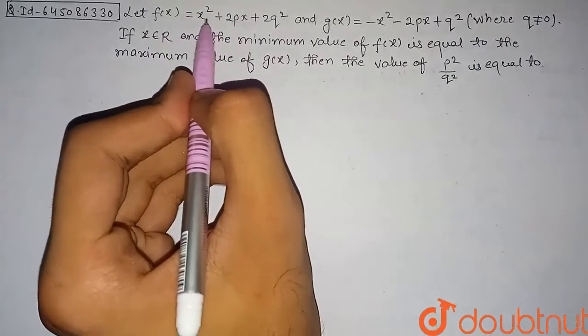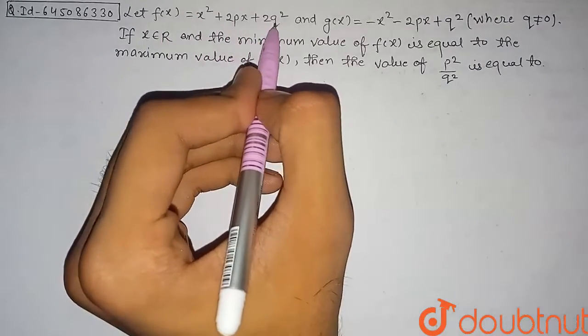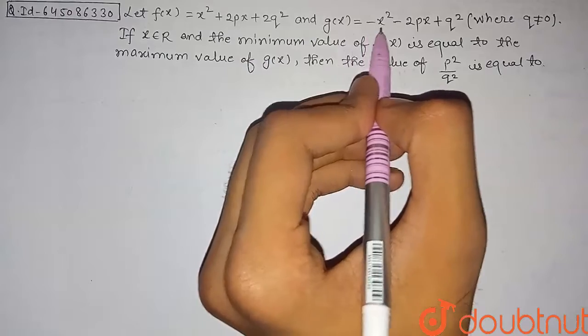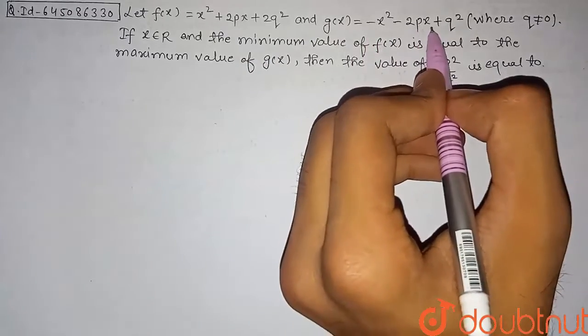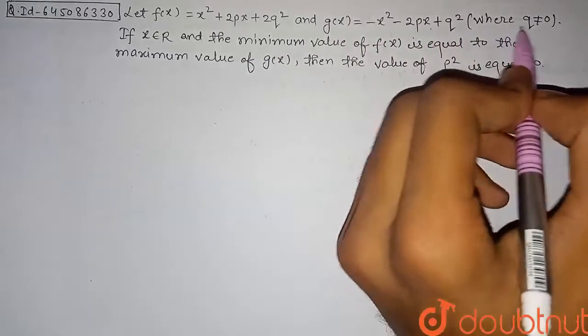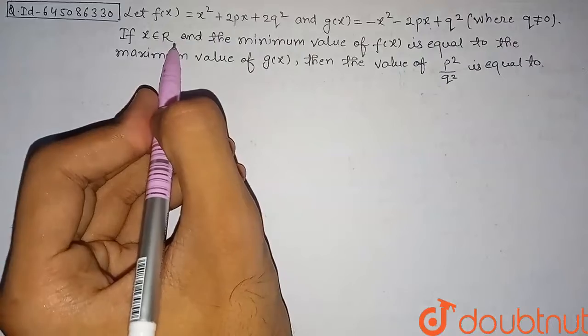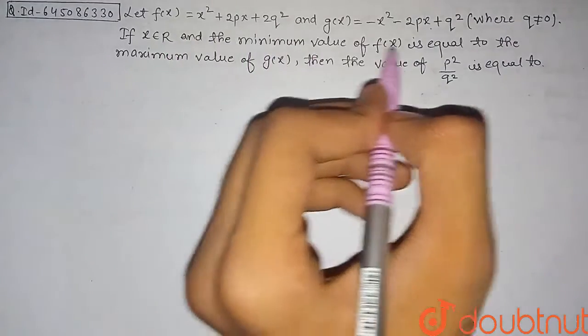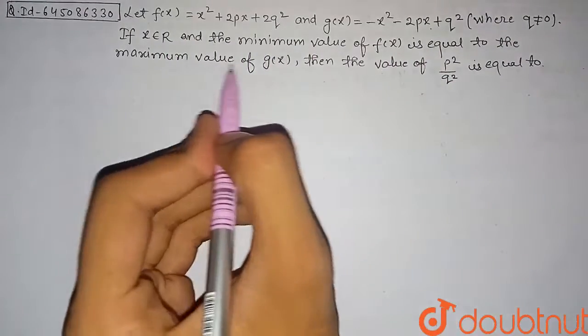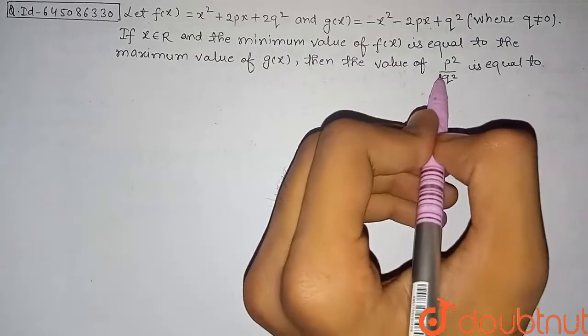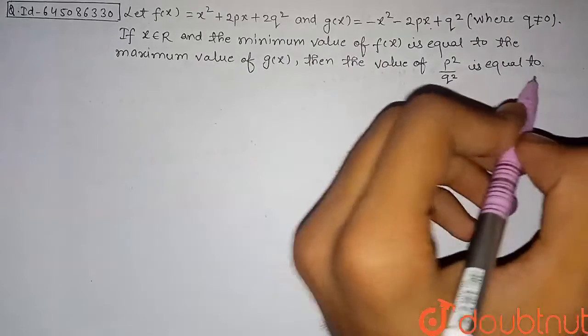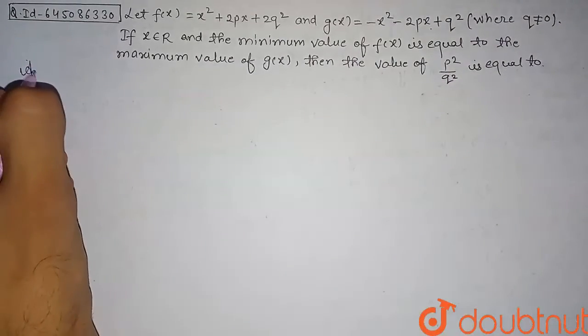Hello students, let's discuss the question. Let f(x) equal x square plus 2px plus 2q square, and g(x) is equal to minus x square minus 2px plus q square, where q is not equal to 0. If x belongs to R and the minimum value of f(x) is equal to the maximum value of g(x), then the value of p square upon q square is equal to. So let's begin with the solution of this question.